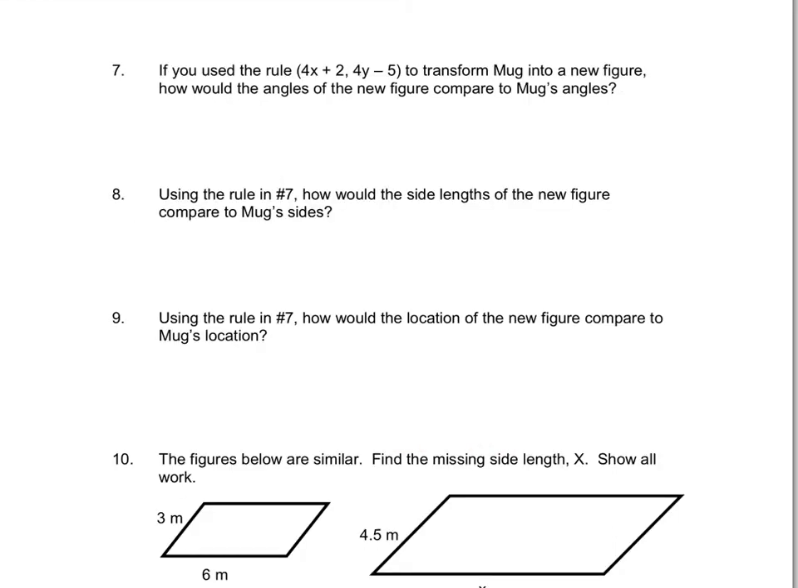Okay, number 9 says, using the rule in number 7, how would the location of the new figure compare to Mug's location? The location of the new figure would move 2 units to the right and 5 units down. And the way that you know this is it says plus 2, so that means that it's going to move 2 units to the right, minus 5 means it's going to move 5 units down.